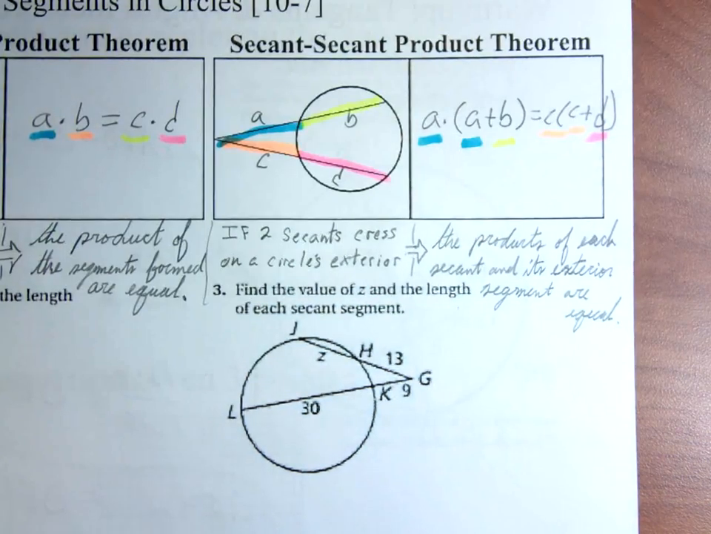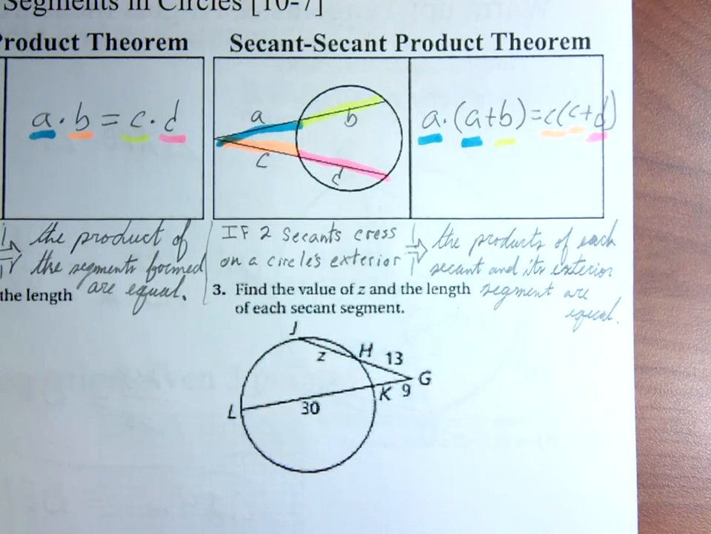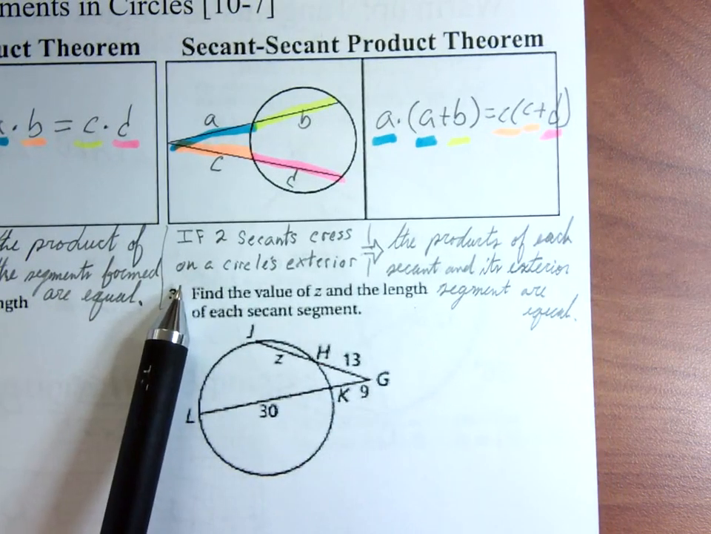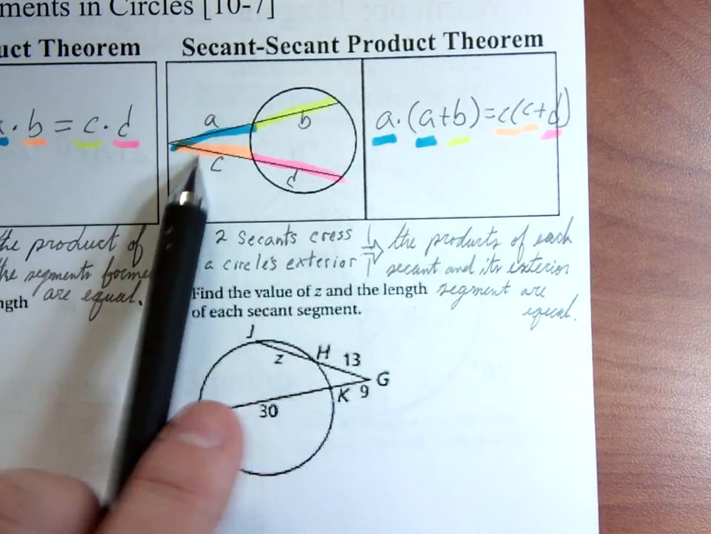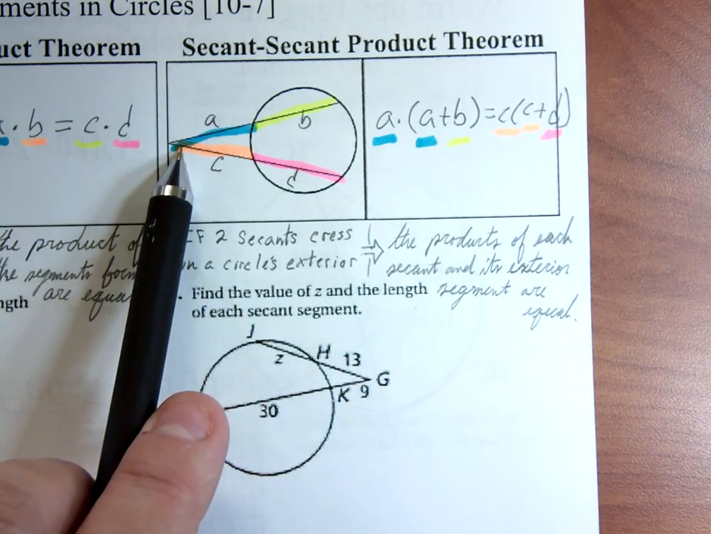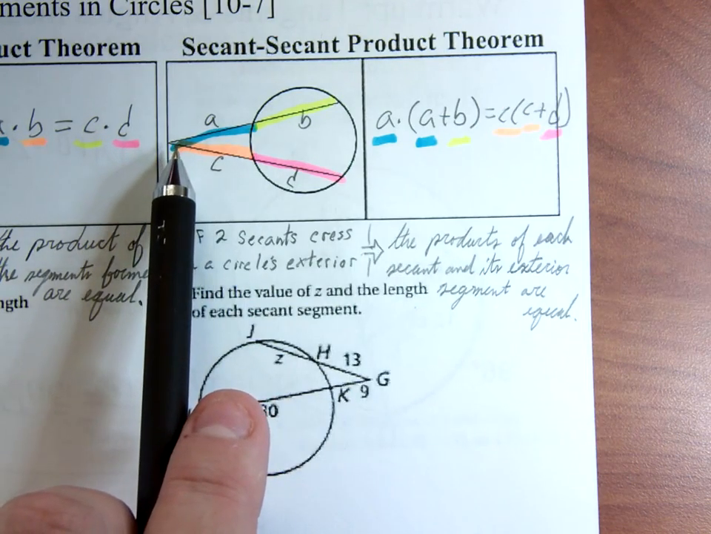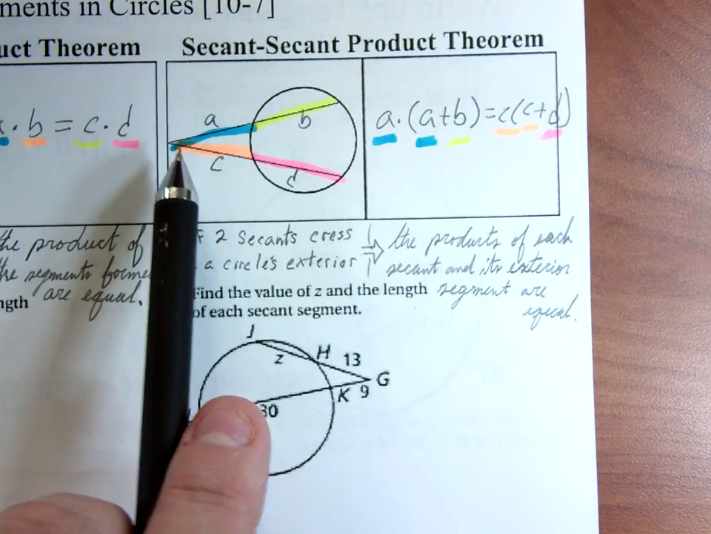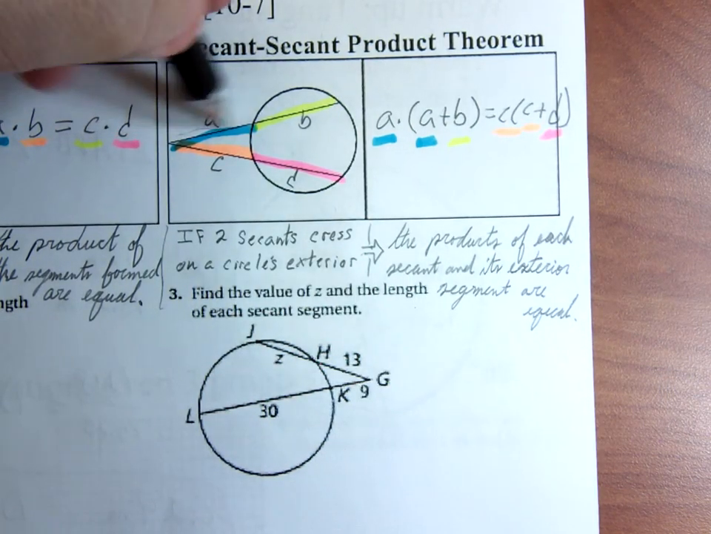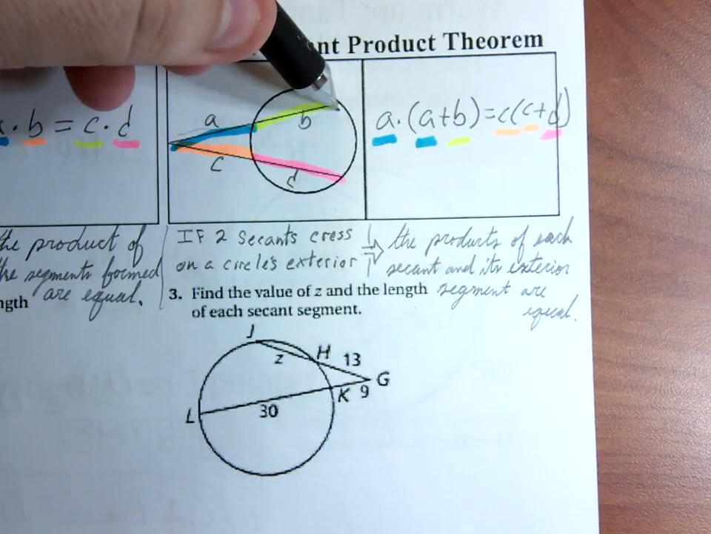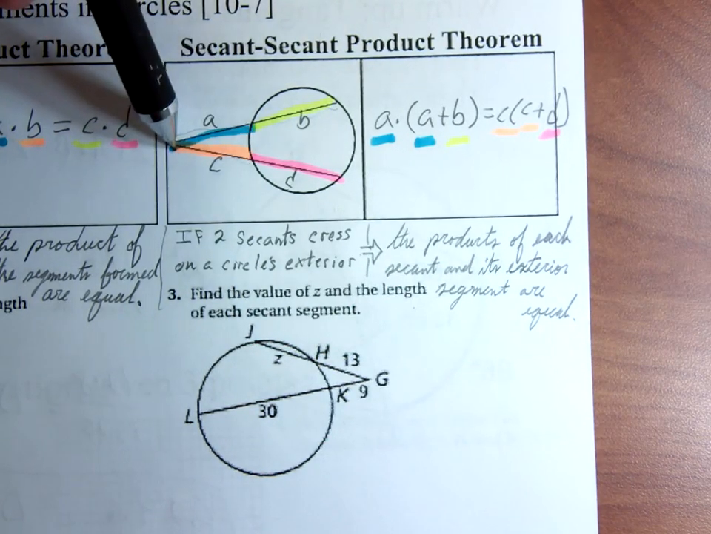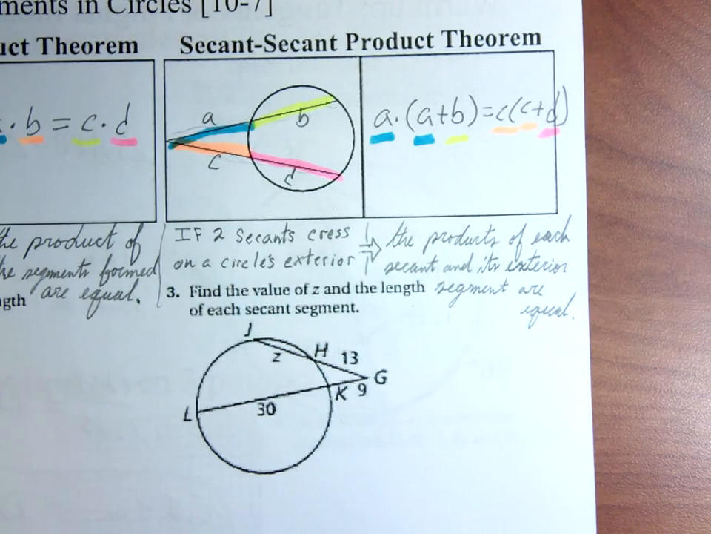Okay, and here are the rest of the notes. So that says if two secants cross on a circle's exterior, so they're crossing on the outside of a circle, then the products of each secant and its exterior segment are equal, which means A times A plus B is equal to C times C plus D. So multiply the outside times the entire thing and set them both equal to each other.